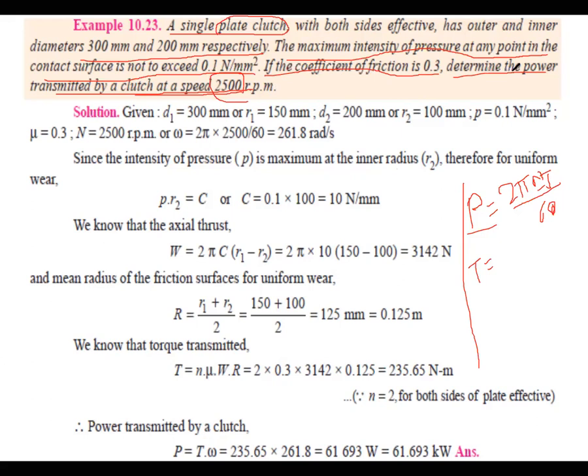But in this problem, it has given that the maximum intensity of pressure at any point in the contact surface is not exceeded 0.1. Means that it is a uniform pressure condition. If you are unable to understand a statement like this, then you can go for both uniform pressure and uniform wear. There is nothing harm in that. You can do that, but you have to see the time consumption also, right? So when we have time, you can do both statements, then it is better to answer.